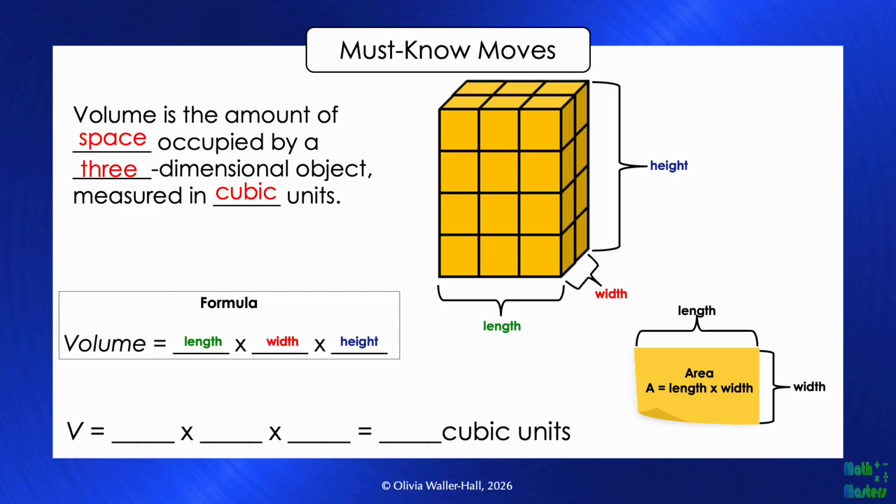In this figure here, the length is 3 units, the width is 2 units, and the height is 4 units. Let's multiply those together so that we can find the volume. 3 times 2 times 4. First multiply 3 times 2, which gives us 6, and then 6 times 4, which gives us 24. So the volume, or the amount of space occupied by this solid figure, is 24 cubic units.